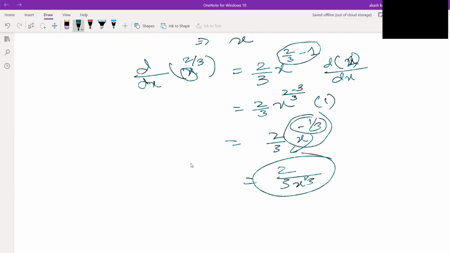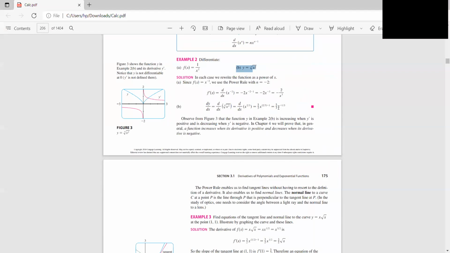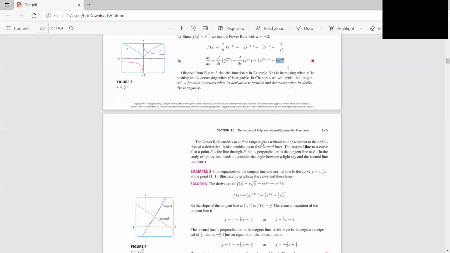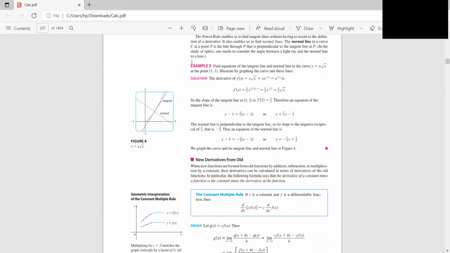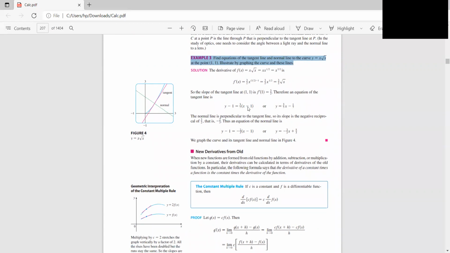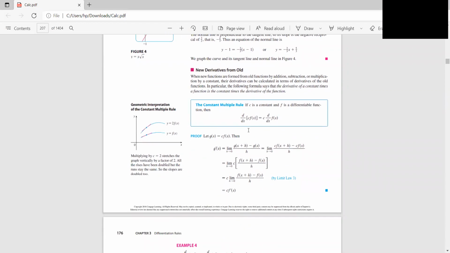Let's go back to the book. They have just written the answer with a negative coefficient. We will be coming back to example 3 later, because it's asking for the tangent line and normal line, and I will explain how we calculate it. So just keep focusing on the rules now.